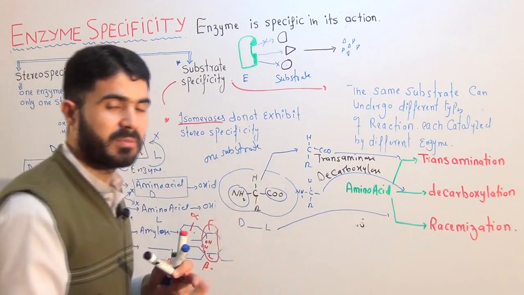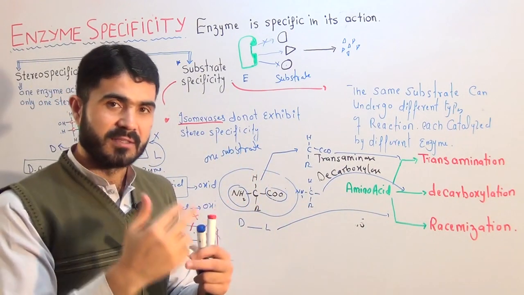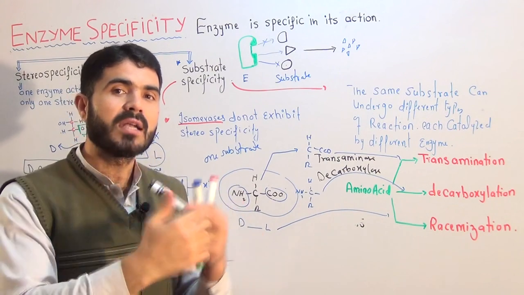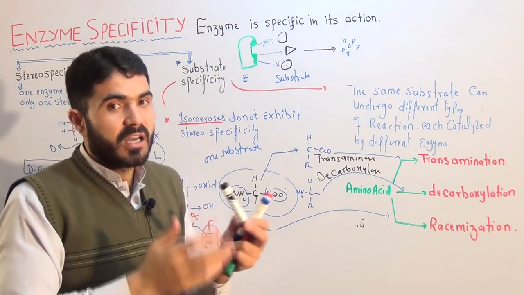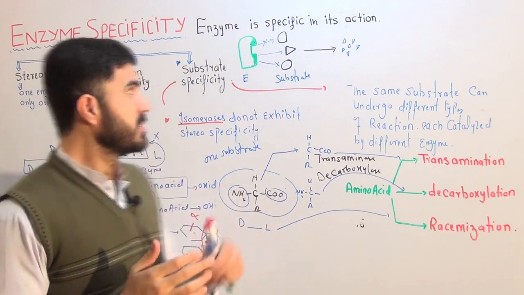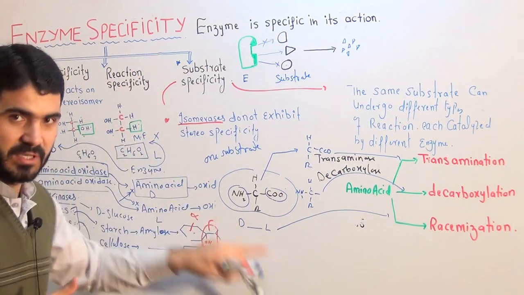This is called reaction specificity. An enzyme is following one specific reaction, but the same enzyme is not following another reaction. This is called reaction specificity.